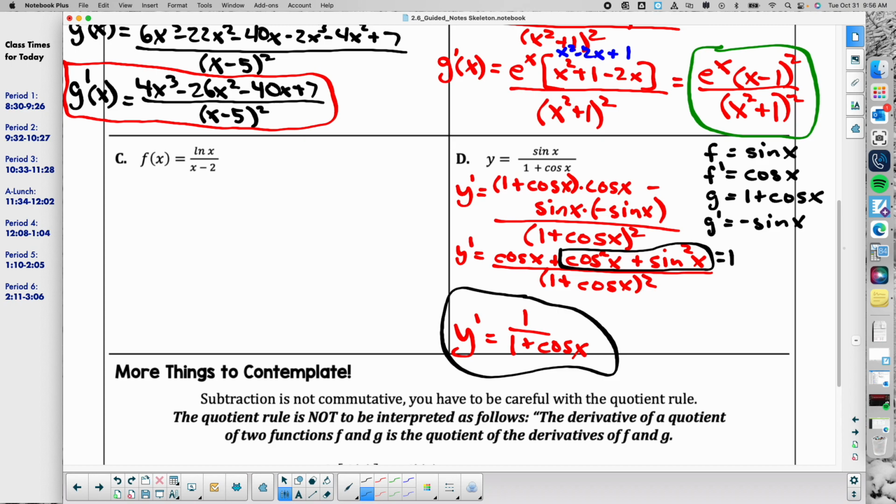In physics yet, have you guys gotten to torque? No. Okay, torque is the third derivative. First derivative is velocity, second is acceleration, third is torque. That's how they come up with that information.